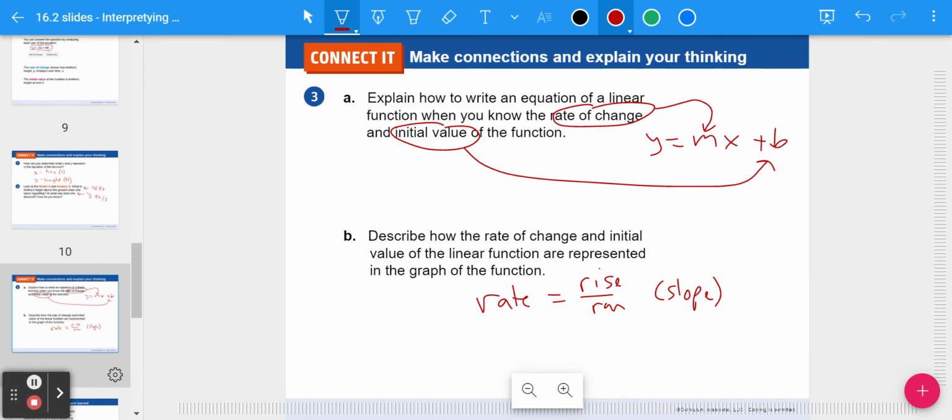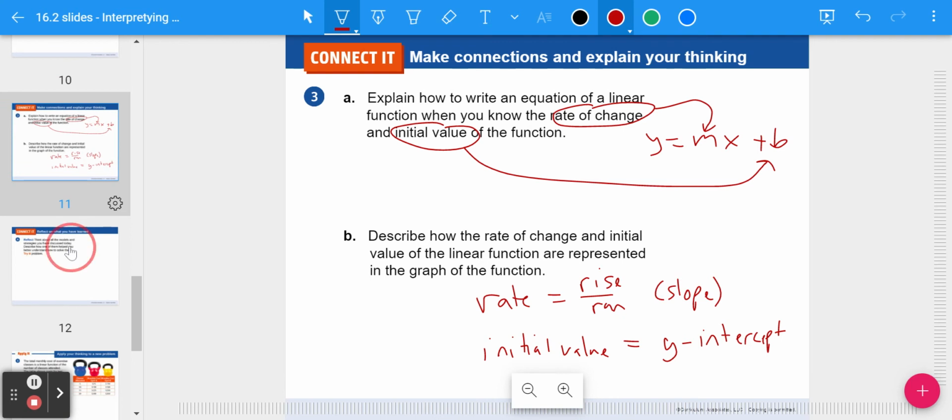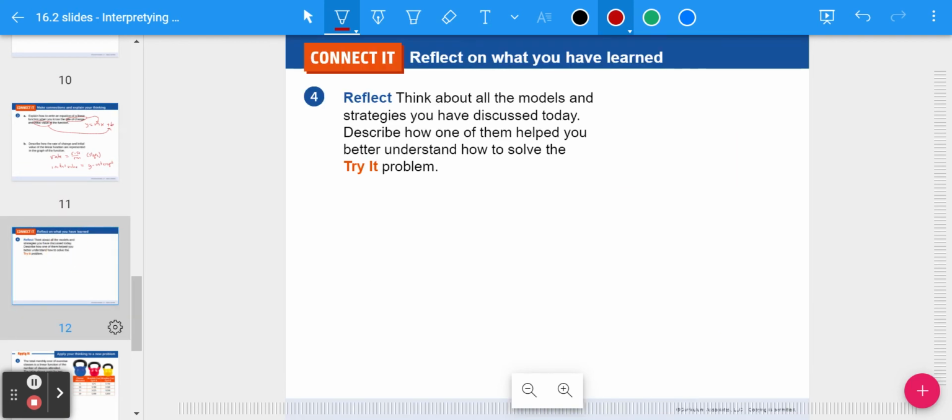And the initial value is that y-intercept, wherever it starts at the y-axis. So when x is 0, what number on the y-axis is it at? All right, so then there's the reflect question. Think of one of the models that helped you the most.